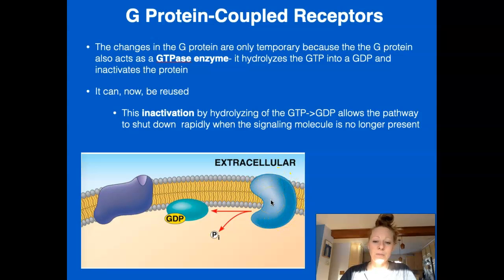And this is important because what that allows is for the signal pathway to stop very quickly when there is no more signaling, when there are no more signaling molecules out here. So once there is no more external message, this pathway is going to be able to turn off very quickly every single time, so that the message isn't continuously being sent when there is no message to be sent.